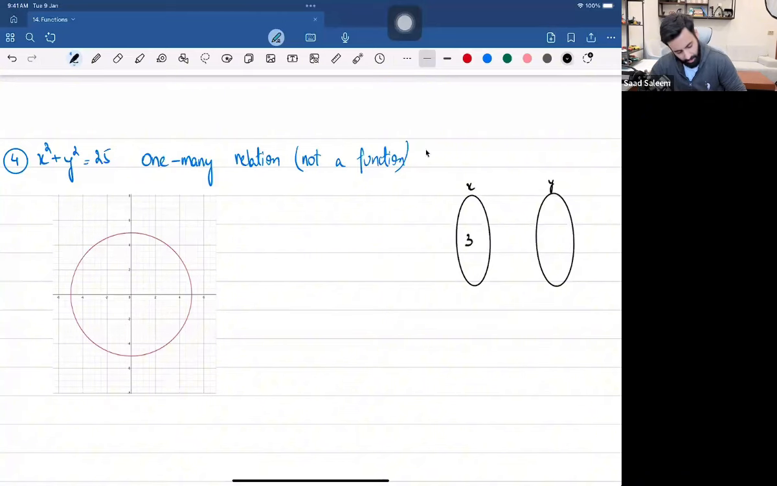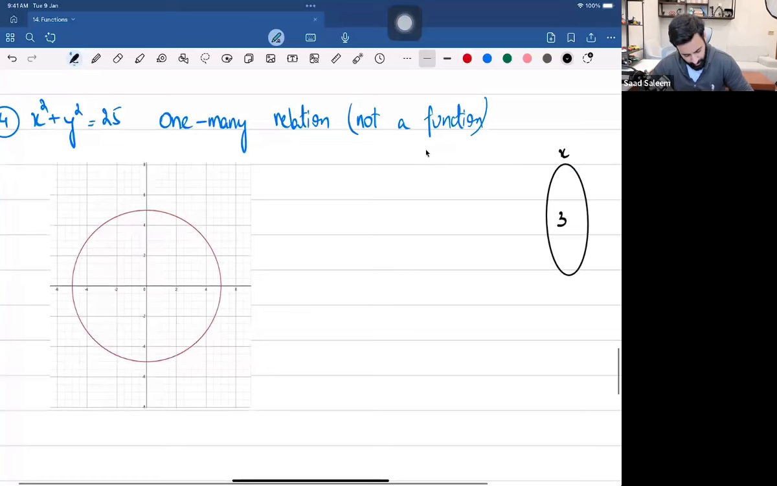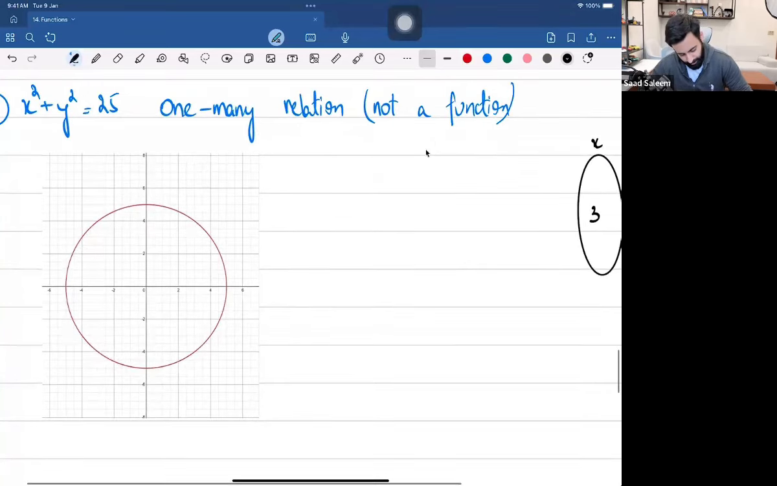So if x is 3, let's see what happens. At 3, which is going to be somewhere over here, what do we get? We get 4, and that's not it. We also get -4. Sorry, we get 4, yeah, and we get -4. That's going to be here.